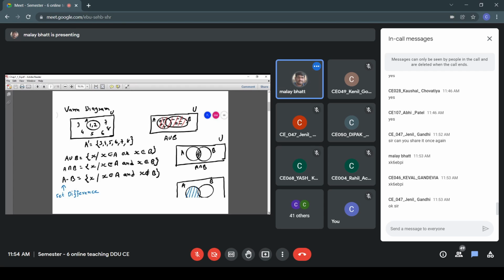Similarly, A intersection B is {X | X belongs to A and X belongs to B}. So it must be a part of both the sets. X belongs to A and it must be a part of set B also.